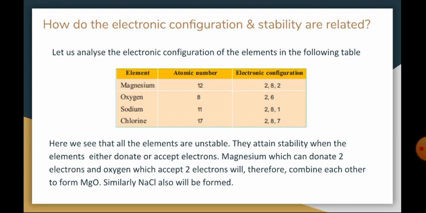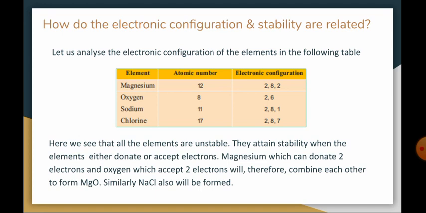To attain stability, magnesium can donate the excess 2 electrons to oxygen, therefore they combine with each other to form stable magnesium oxide. Similar is the case of sodium chloride. For sodium, it is 2, 8, 1, that is 1 electron in excess of octet, whereas in chlorine, it is 1 electron short of octet. So, for attaining stability, sodium can donate 1 electron to chlorine and form a stable sodium chloride molecule.